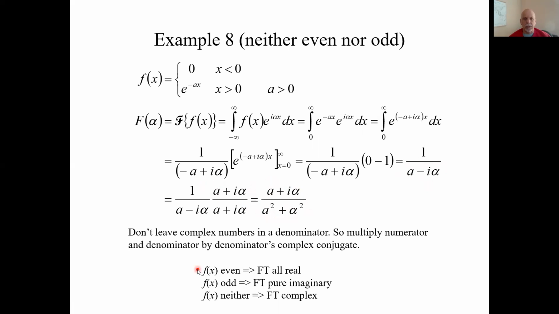And here are some properties. If your function is even, your Fourier transform will be all real. If it's odd, purely imaginary. If neither, it's going to be something complex. And the cosine and sine transforms are always real. They're just used differently. Just think of the sine and cosine transforms as their own transforms. Don't think of them as the Fourier transform for even and odd functions. They're just their own transform.